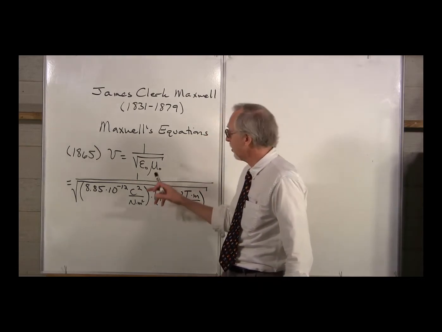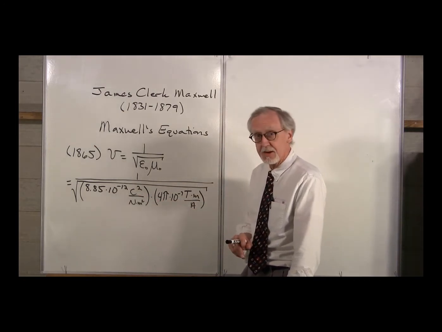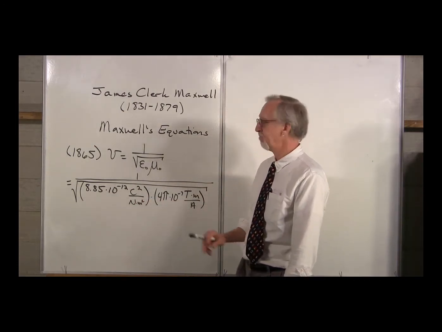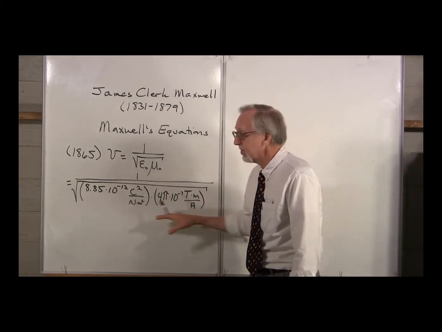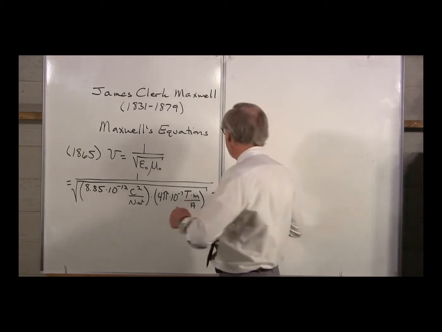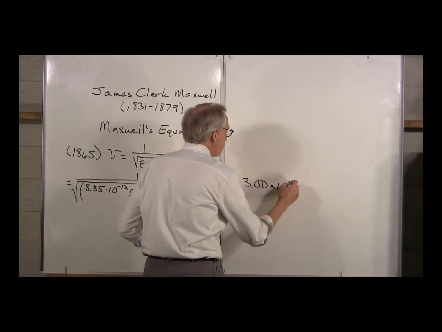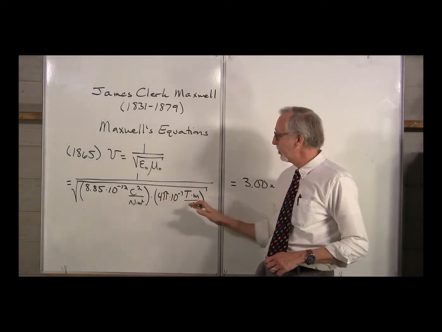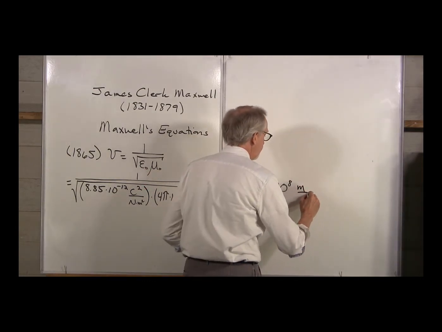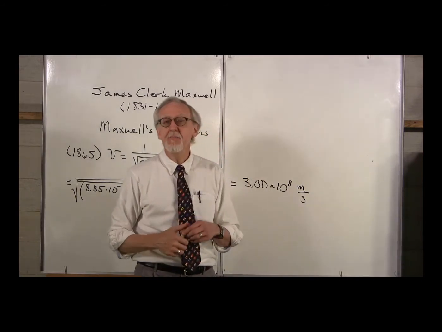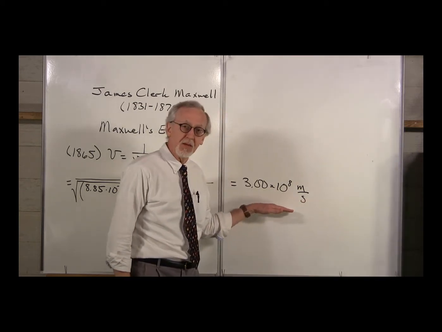We can put numbers in there, and what we find is that 1 over the square root of epsilon naught, 8.85 times 10 to the minus 12 Coulomb squared per Newton meter squared, mu naught, 4 pi times 10 to the minus 7 Tesla meter per amp. Put that all in there, and what we find is that this equals 3.00 times 10 to the 8th, and you can work out those units. They just turn out to be the simple units for a speed, meters per second. It doesn't matter any other properties of the waves, they all travel at the same speed.